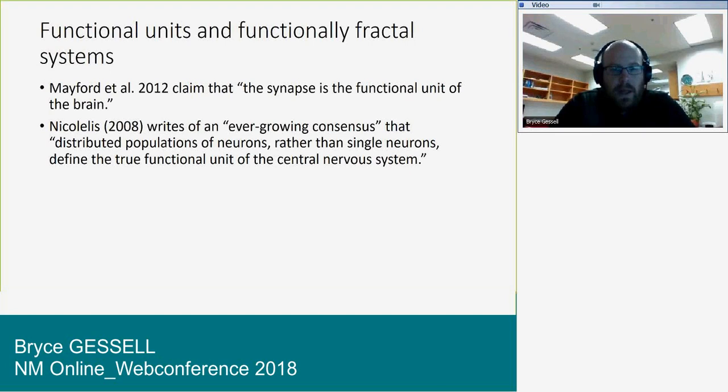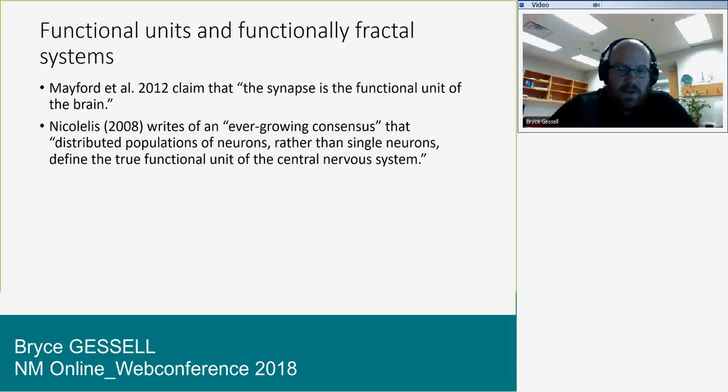Okay? Now, it's tempting to interpret these remarks in a weaker sense, where the authors would be saying something like, hey, the synapse is really important. That would be Mayford. Or Nicolelis, hey, populations and population codes, they're really important, guys. You should pay attention to them. But I think we really need to insist on a stronger interpretation here of these types of remarks, where authors are committing to a certain view about what we need to study in order to understand cognition, and by the same token, what we can ignore in studying cognition.